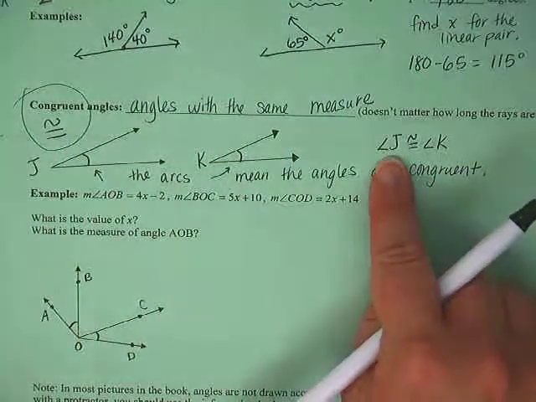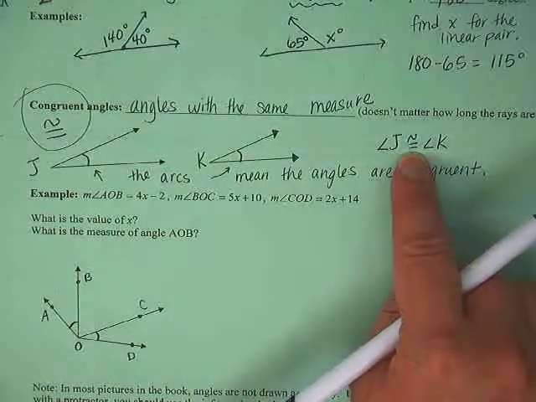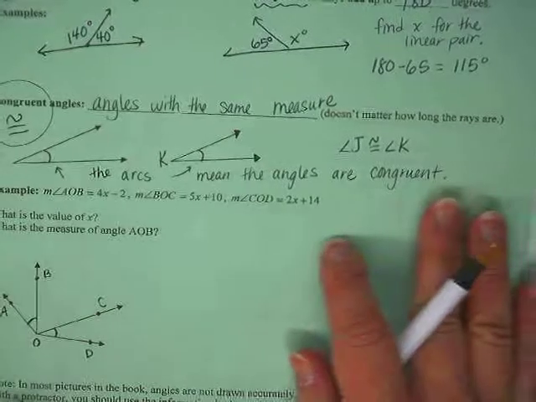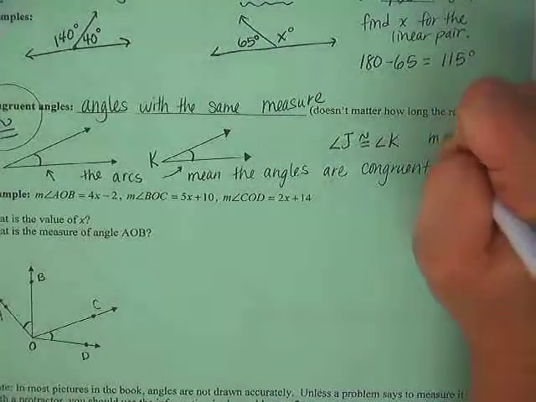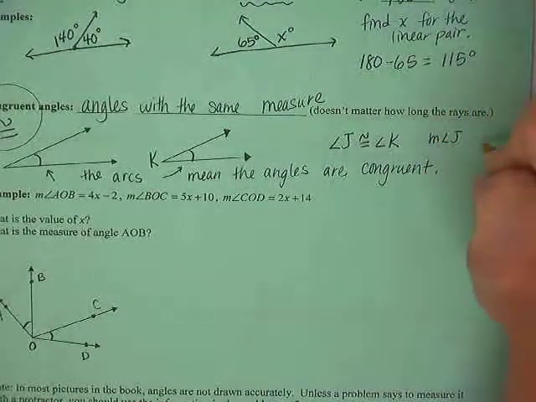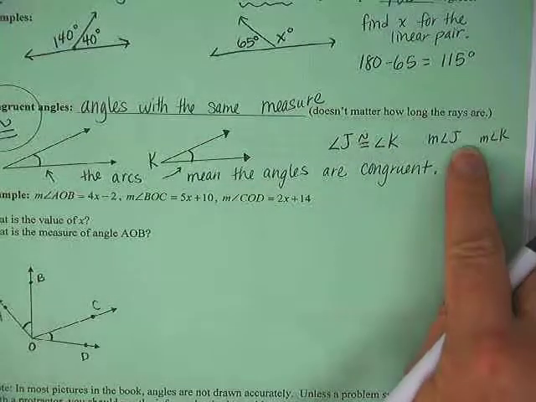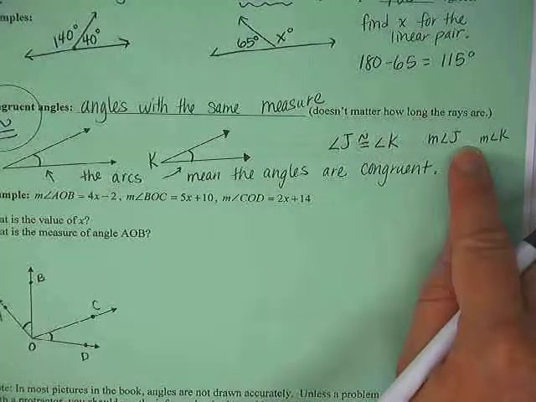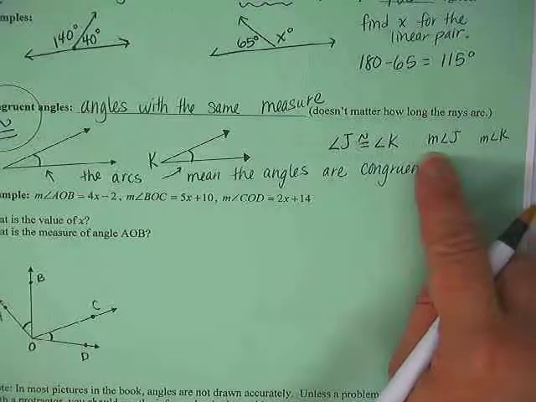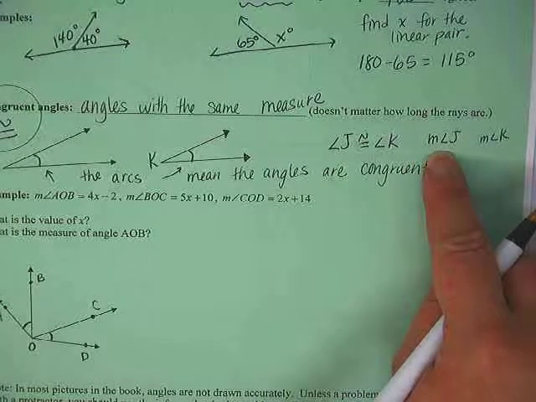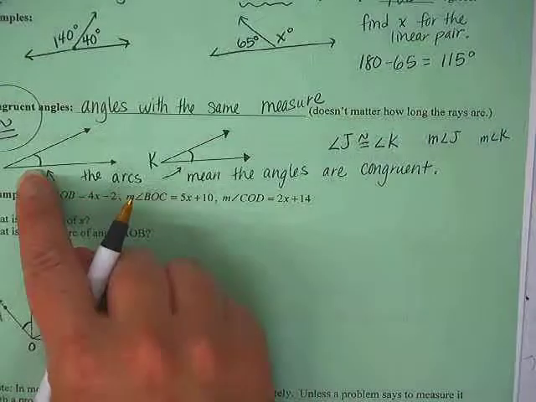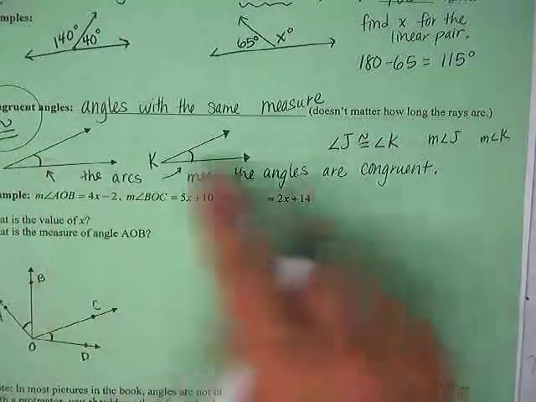Do you remember this little symbol that means congruent? If you've forgotten it, write it down and don't forget. That's the symbol for congruent. Okay? So if these two angles are congruent, we can say angle J is congruent to angle K. What if instead we were talking about the measurements of the angle? What about the measurement of angle J and the measurement of angle K? Would that also be a congruent symbol in there?